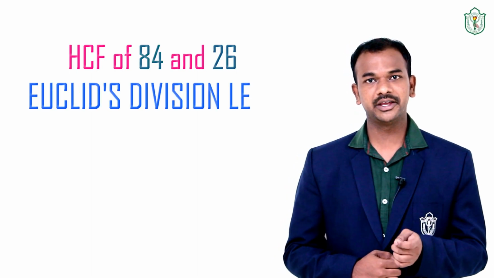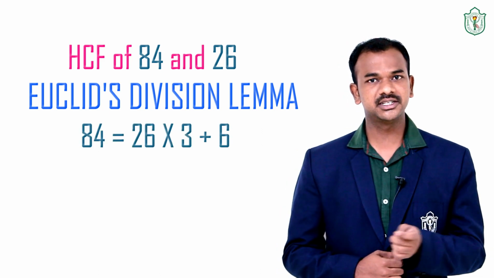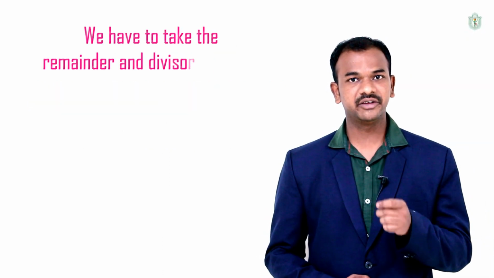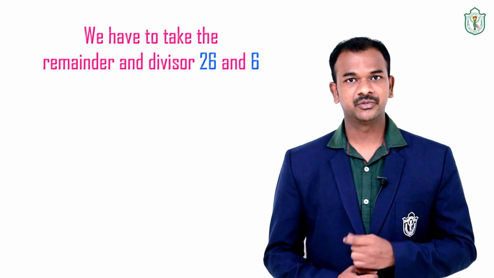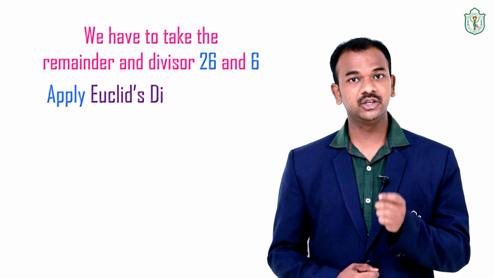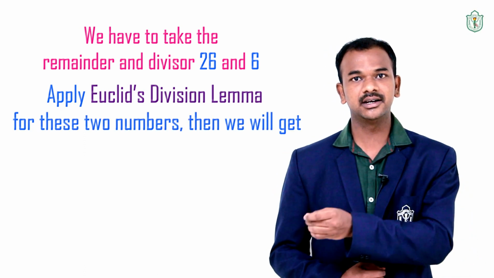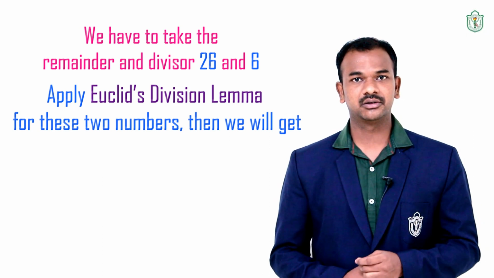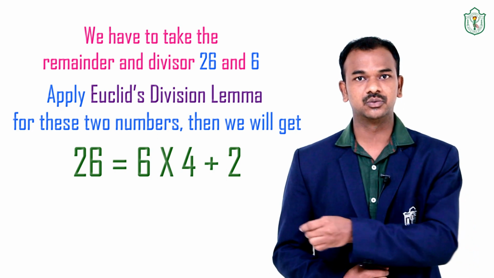Now we have to apply Euclid's division lemma. We get 84 equals 26 times 3 plus 6. Now we take the divisor and remainder of the last step, that is 26 and 6, and apply Euclid's division lemma again for these two numbers. We get 26 equals 6 times 4 plus 2.